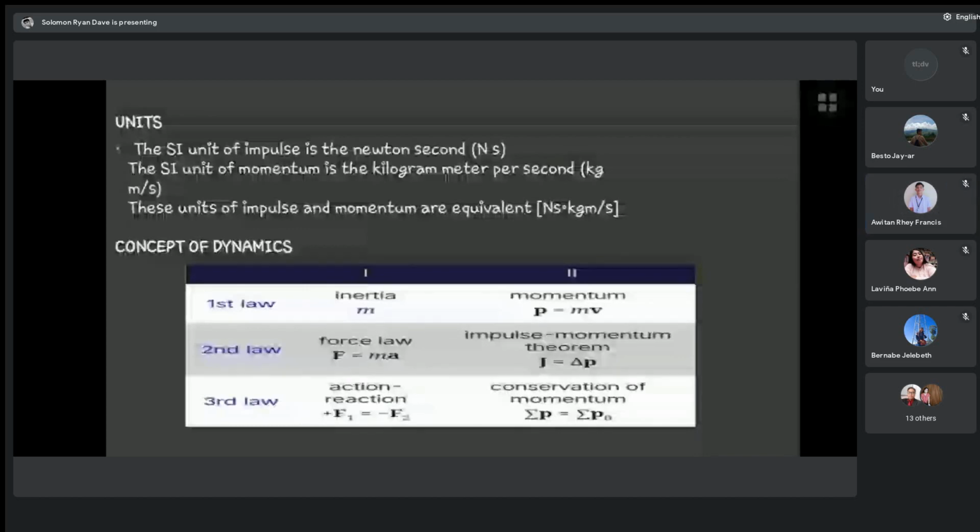Next slide na. Ryan, naka-on imong audio.